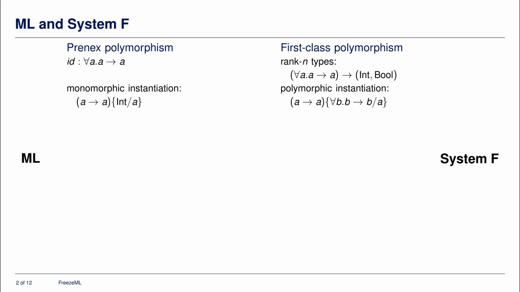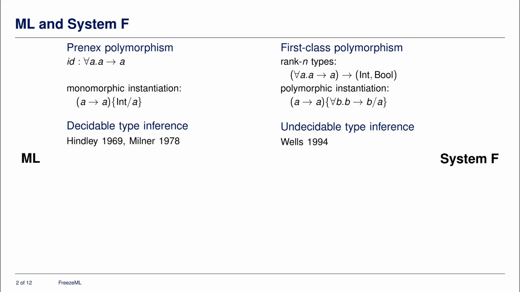This is different in SystemF here on the right, because it supports rank n types. That means quantifiers can occur arbitrarily nested inside of types, rather than just at the top level. In ML you can only instantiate type variables with monomorphic types, which means types that don't contain any quantifiers at all, for example int here. And on the other hand, in first-class polymorphism you have polymorphic instantiation, which means that you can instantiate type variables with polymorphic types. ML supports type inference, which means you never have to write any type annotations if you don't want to, but type inference is undecidable for SystemF, which means that you have to fully annotate SystemF programs with their types.